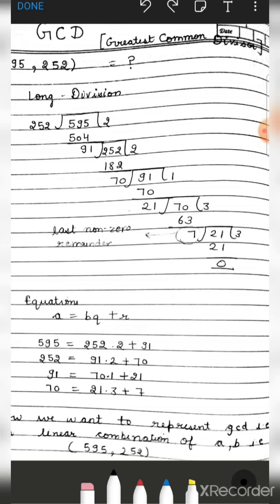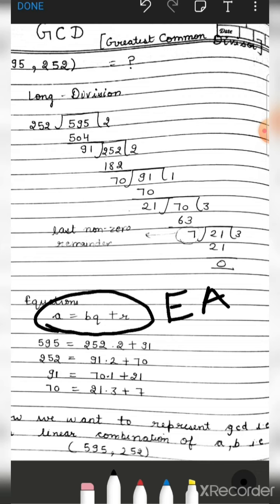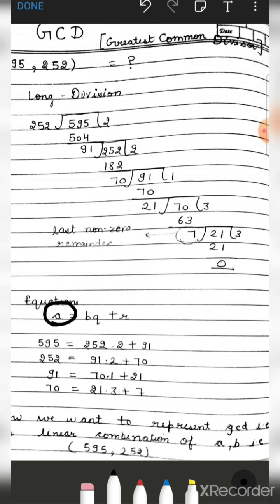This A equals BQ plus R is Euclid algorithm. In this, A is dividend, B is divisor, and Q is quotient, and R is remainder. So using this equation from the long division method, we can write these four equations.